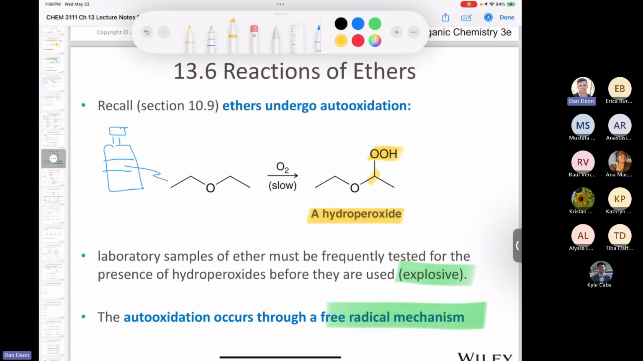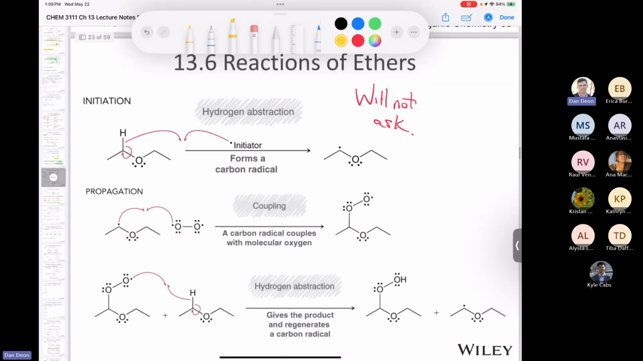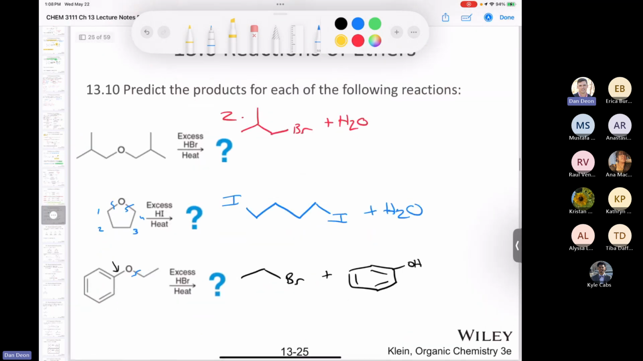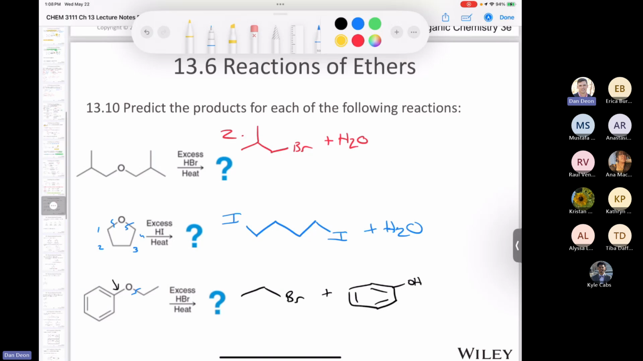And the whole mechanism for this is a free radical mechanism. I'm not going to test you on this mechanism here. I even wrote in the last class that I'm not going to ask you, but you should know that the hydroperoxide is explosive.